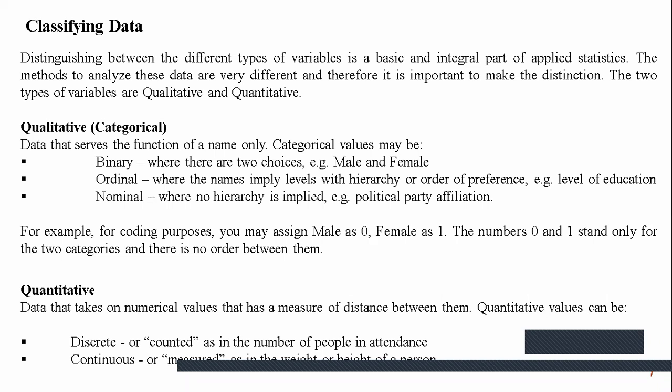Quantitative variables are data that take on numerical values with a measure of distance between them. Quantitative values can be discrete or continuous. Discrete means counted, and continuous means measured. Discrete, for example, is the number of people in attendance. We can count 1, 2, 3, 4, 5, 6. That is discrete. For the continuous one, for example, weight and height.